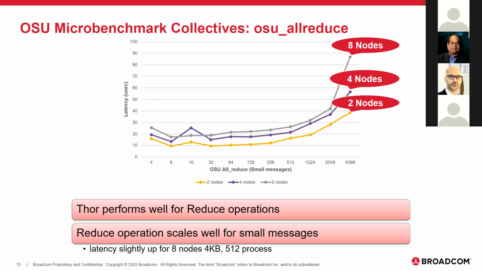Other than that, for the range of 32 bytes to 2 kilobytes, we are scaling really well, and the latencies are below 50 microseconds, or nearing 40 microseconds in the 8 node case. So the reduction operation as such is scaling really well on Thor with MVAPICH2. So with this, I would like to move to the next slide.